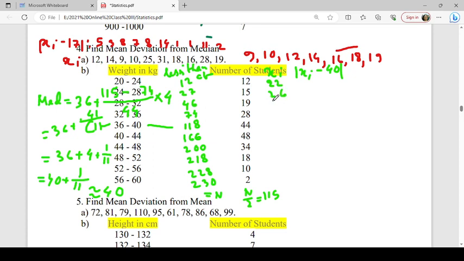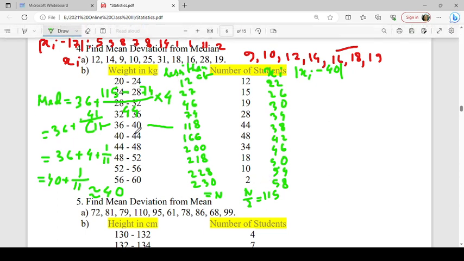Then just go on adding this, so it is 30, 34, 38, 42, 46, 50, 54, 58. So these are xi, mid value of these classes. Mid value of this, 20 plus 24 divided by 2, it is 22. 24 plus 28 divided by 2, it is 26, etc. Then xi minus 40.